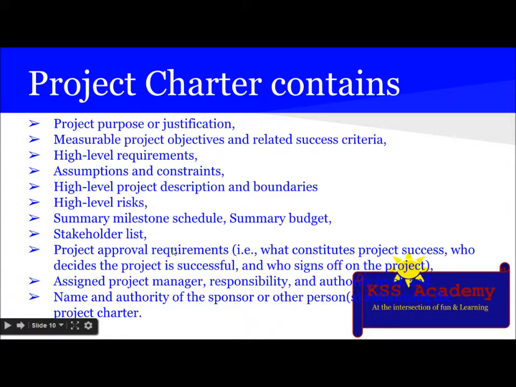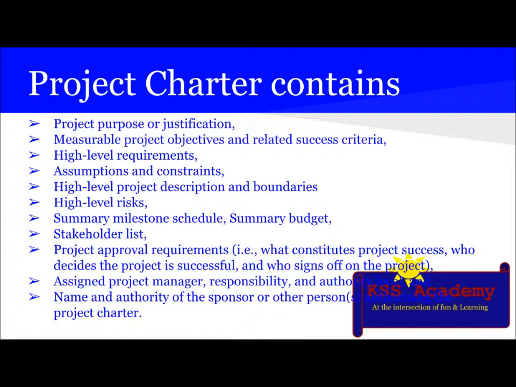Stakeholder list, project approval requirement, that is what constitute project success, who decides the project is successful and who signs off the project. Assigned project manager, responsibility and authority level, name and authority of sponsor and other person authorizing the project charter. So all these things are contained in the project charter.